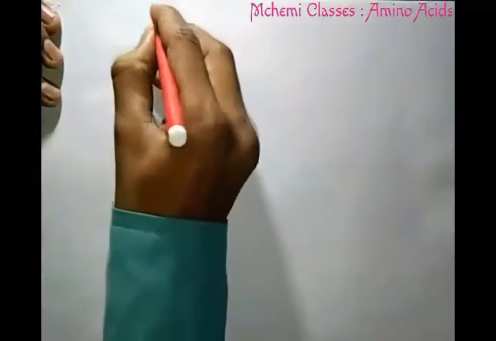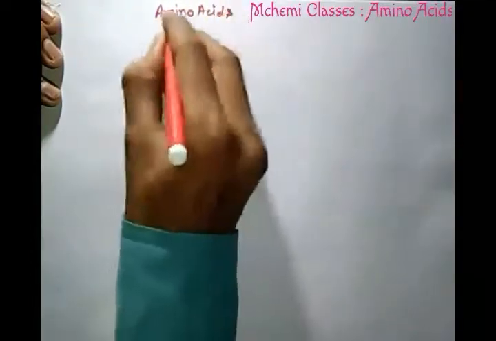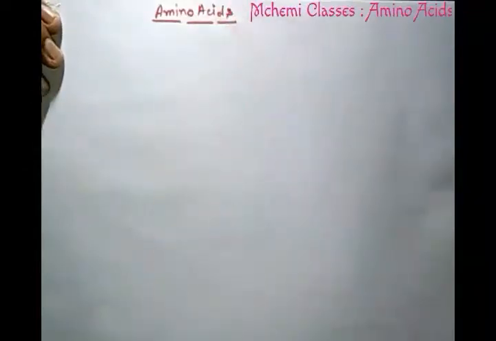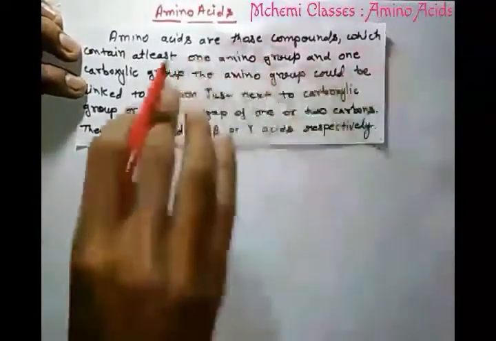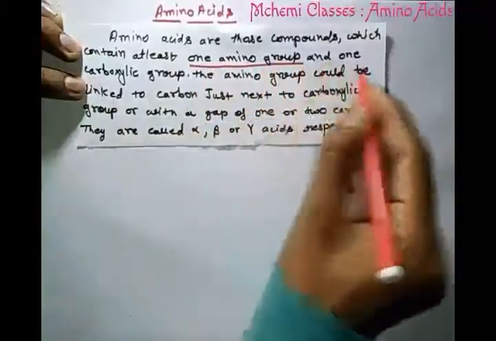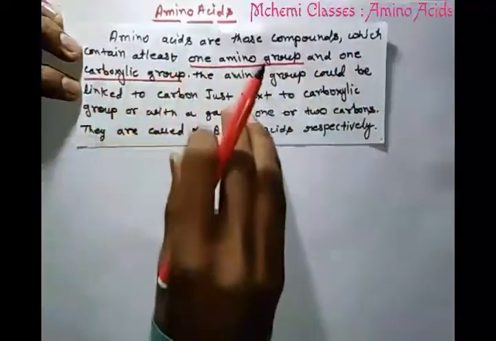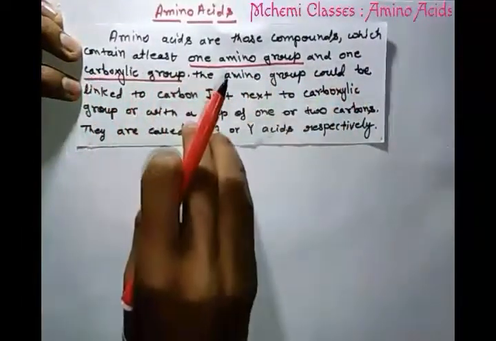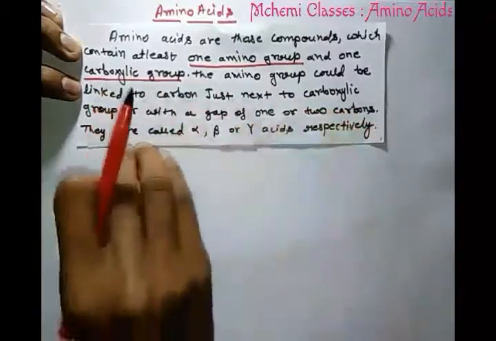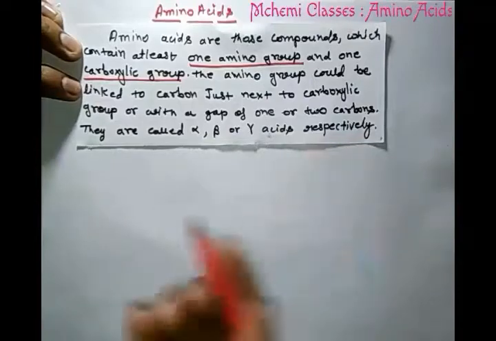Hello. Today's topic is amino acid. So basically, amino acids are those compounds which contain at least one amino group and one carboxylic group. The amino group could be linked to the carbon just next to the carboxylic group, or with a gap of one or two carbons. They are called alpha, beta or gamma acids respectively.